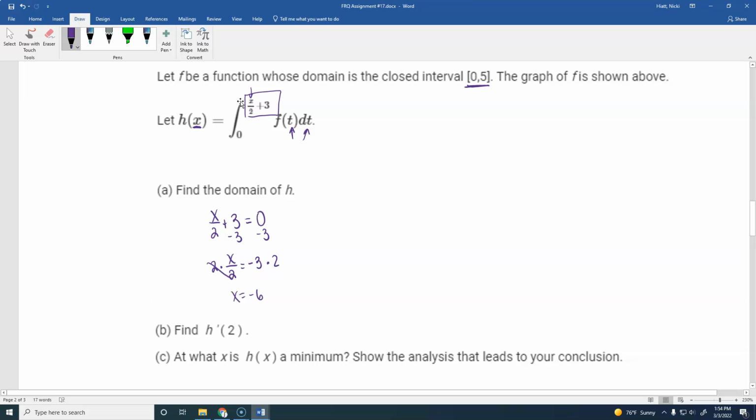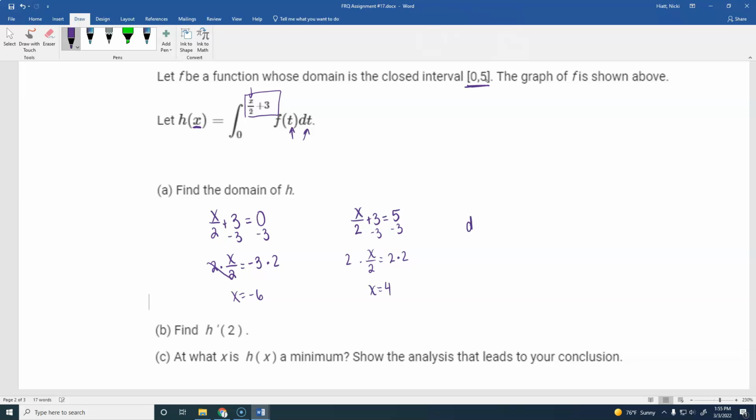And so the upper number that we could have for this would be 5. So we would have x over 2 plus 3 equals 5. And we would subtract the 3 here. So x over 2 would equal 2. And we would multiply both sides by 2. So x would equal 4.